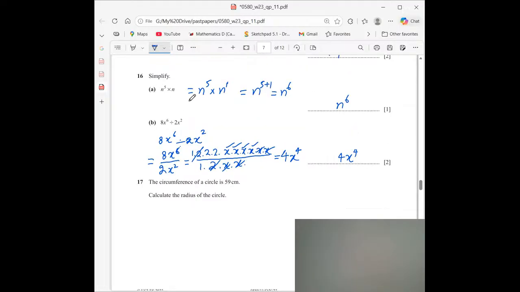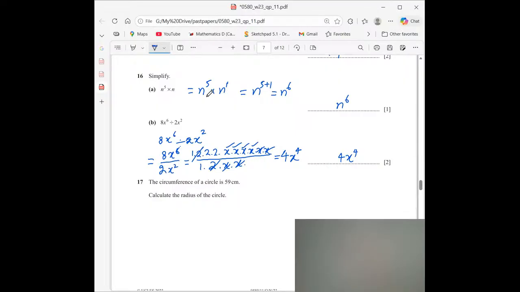N power 5 multiplied by n means that these two bases are getting multiplied. Both are n and both have different powers. One n has power 1, the other n has power 5. Both are getting multiplied, so both n are considered as the base here. The powers are 5 and 1.